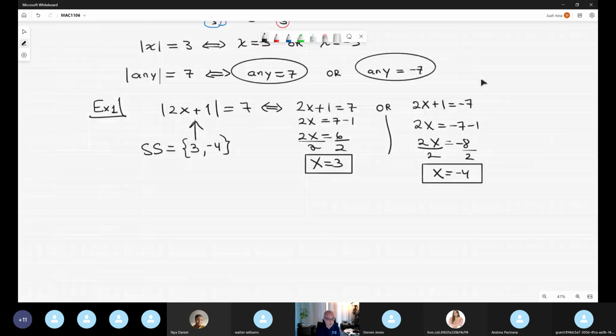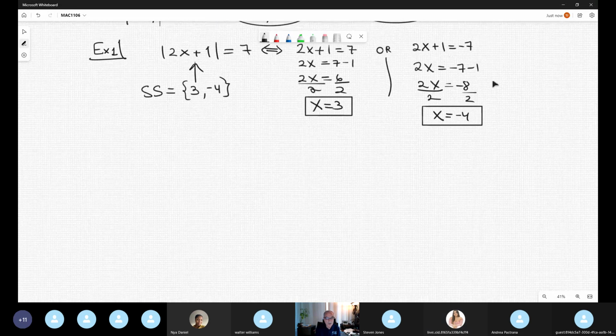Do you understand the first example? Yes. Okay. Let's move on to the second example.